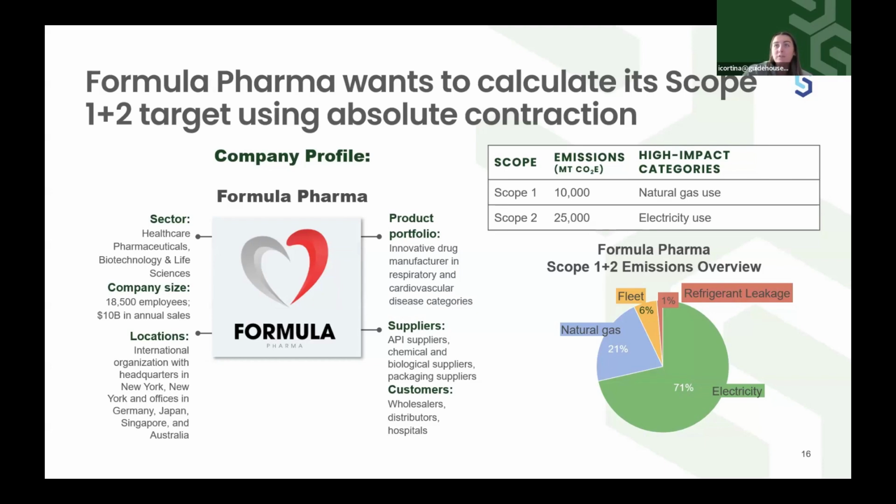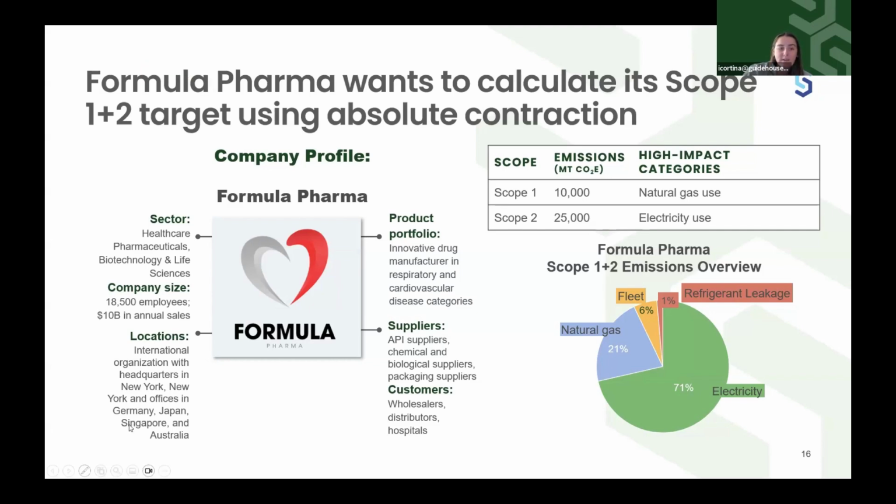Their primary customers are wholesalers, distributors, and hospitals. We have a breakdown of their scope 1 and 2 emissions on the right-hand side, which they had calculated and broken down into both scope 1 and 2, as well as a breakdown of all of their emissions. You can see that 71% or 25,000 metric tons of CO2 come from their electricity use, while the remaining scope 1 emissions come primarily from natural gas, making up 21%, with a small portion of fleet and refrigerant leakage emissions as well.